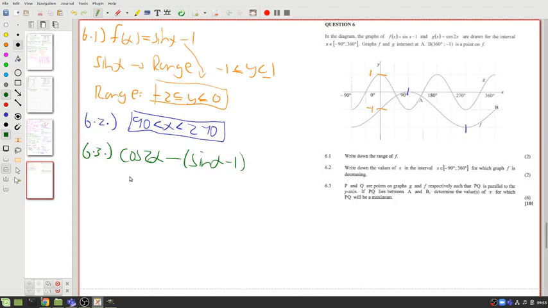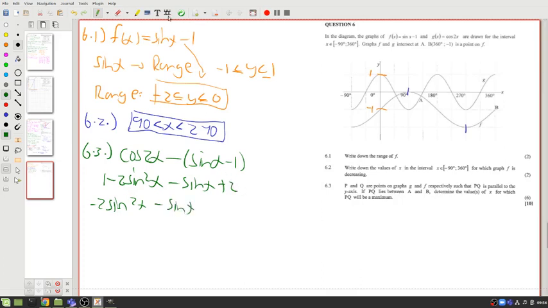Okay, so let's simplify this a little bit. So cos 2x is the same as, there are 3 options we can write it as. I'm going to change it so we only have sin. So I'm going to say cos 2x is the same as 1 minus 2 sin squared x. And then multiply the negative in here, so minus sin x plus 2. Okay, let's just rearrange. So we get negative 2 sin squared x minus sin x.